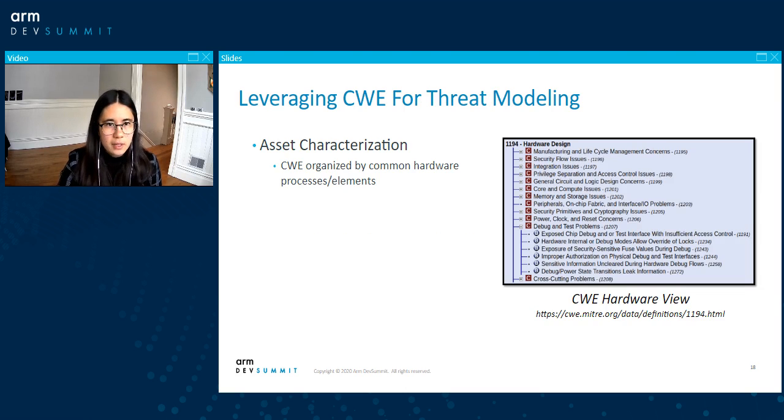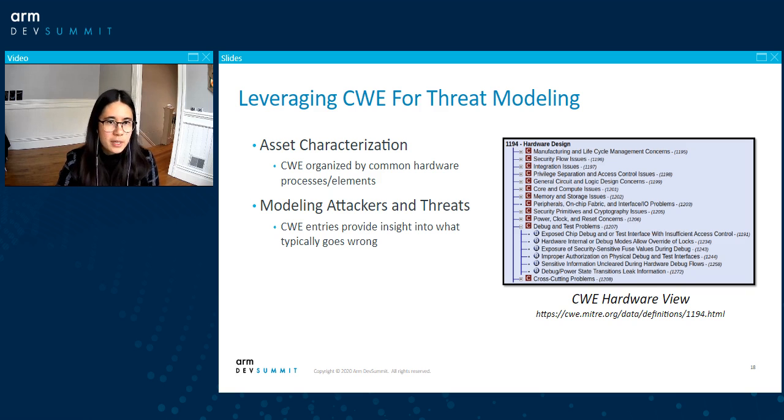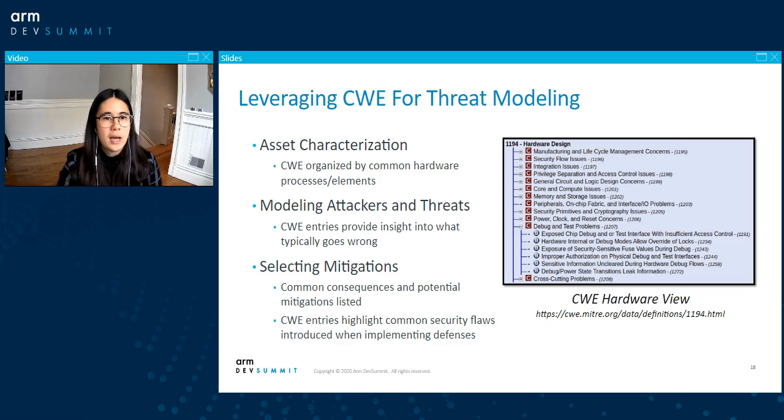Okay, so CWE can help with asset characterization because it is organized by common hardware processes and elements, so you can take a look at the database and see if any of the functional blocks match things that occur in your design, and this will give you an idea of what assets might be in your system. CWE entries also provide insight into what typically goes wrong, which helps with modeling attackers and threats. And also, the common consequences and potential mitigations are listed in every single entry. So this can help highlight common security flaws introduced when implementing defenses and help you determine what mitigation is appropriate for your design.